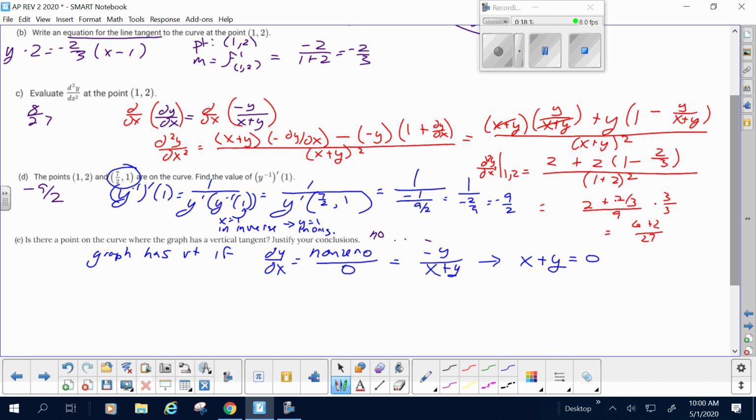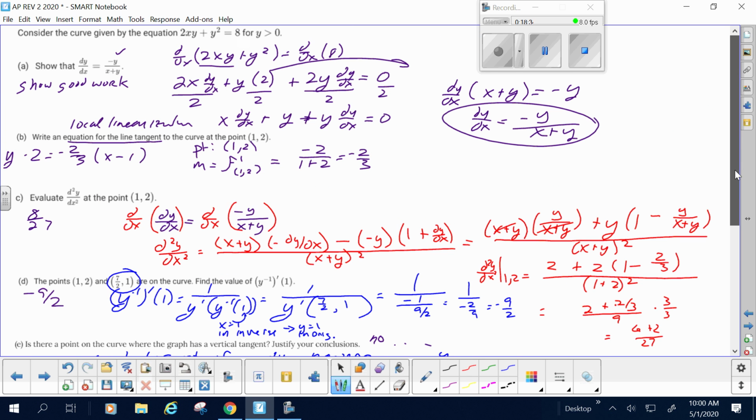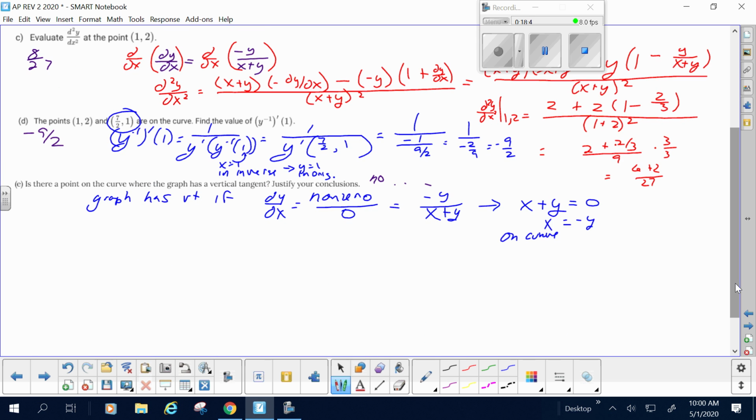So maybe x equals -y, or the opposite of y. Now, that's great, and you might say, okay, there you go, if x is the opposite of y, but it's got to be on the curve. Now, if I put this on the curve, then I'm going to put -y in for every x in the curve equation. So I would get 2 times -y times y plus y squared has to equal 8. Is it possible for x to be the opposite of y and also be on the curve?